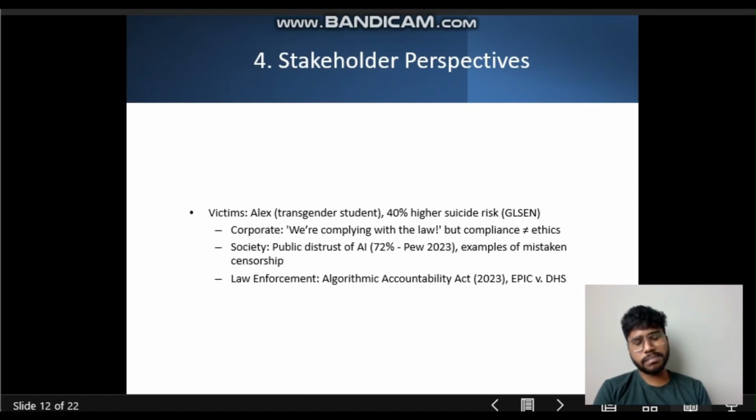The second is the corporate perspective. So how can we start that? Now let's consider Blocker Plus leadership. They likely thought we are complying with the law, but compliance is not equal to ethics. That we all know. So this is a common pitfall in tech.